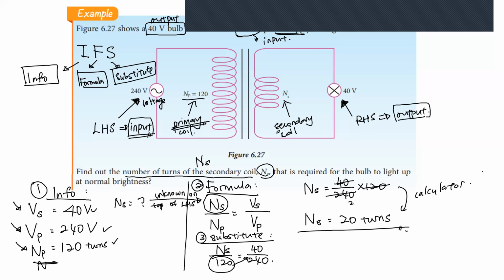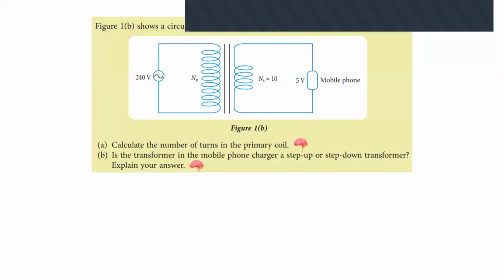Alright, so 1, 2, 3. Let's get into the next question. Okay, figure 1b shows the circuit diagram of the transformer in a mobile phone charger.